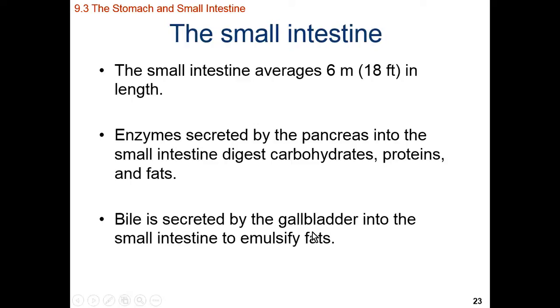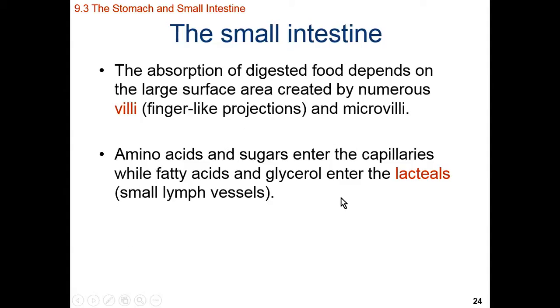Bile will be secreted by the gallbladder into the small intestine as well. This bile from the gallbladder helps us to emulsify or dissolve fat in the chyme of the small intestine. It's also worth emphasizing, though, that the gallbladder does not make the bile. The gallbladder secretes the bile. A different organ makes the bile.